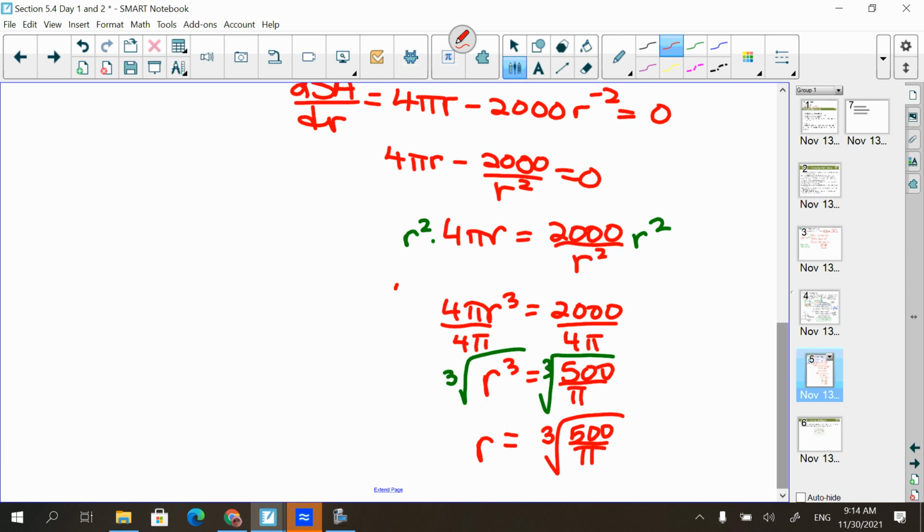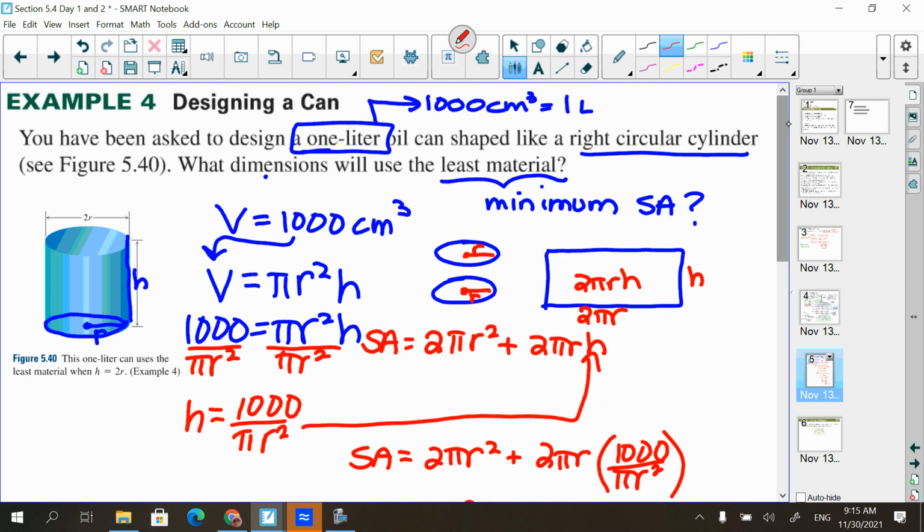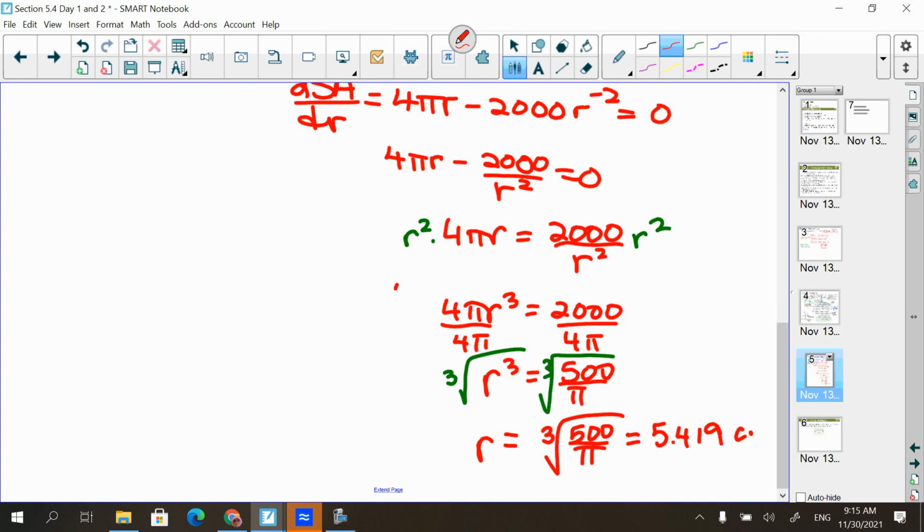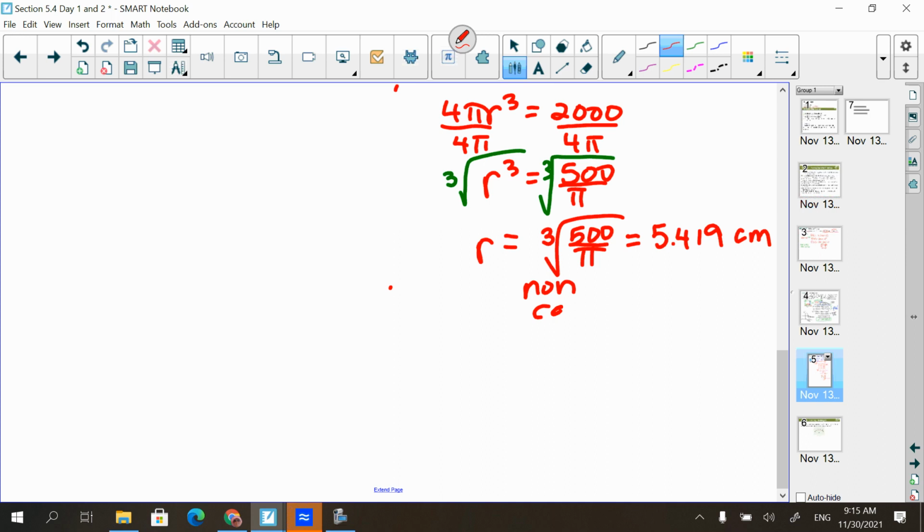If it was on a calculator section, then they would expect you to take 500 divided by pi and take it to the 1/3 power, or the cube root, which is 5.419. But I would have to label. So that's where you got to go back up. Remember, it was cubic centimeters, so that means this radius is going to be centimeters. So it just depends. If it's on the non-calculator, you're going to leave your answer like this. If it's on the calculator section, you're going to leave it like this.